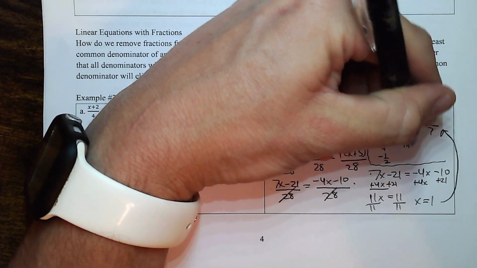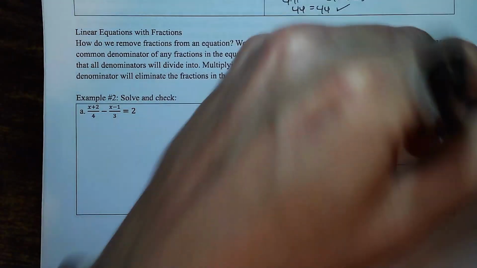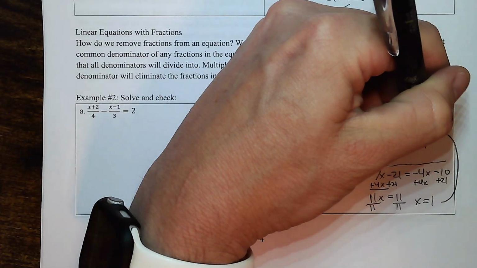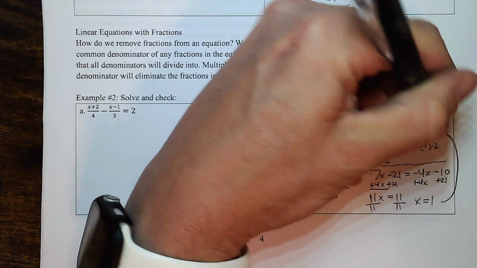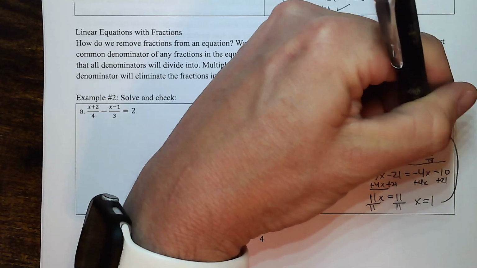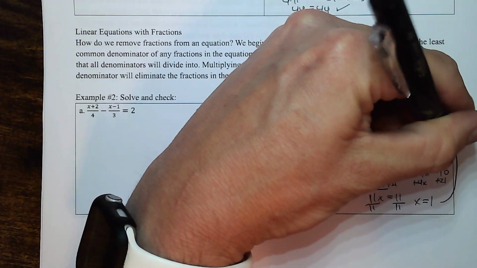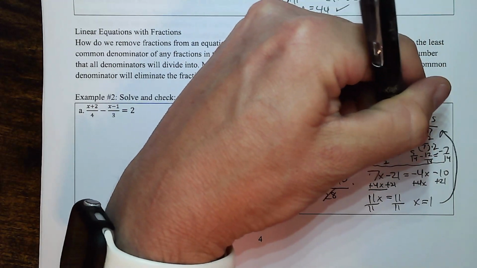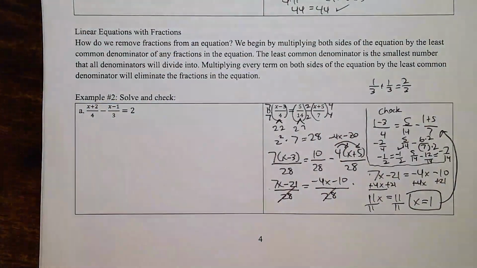So 5/14 minus 6/7. Now, I need to have a common denominator. Notice that I have 14 here, 7 here, so I want to make them both 14. So multiply by 2, multiply by 2. So I have 5/14 minus 12/14. 5 minus 12 is negative 7/14. Negative 7 divided by 14 is negative 1/2. It checks out. So x equals 1 is my answer.